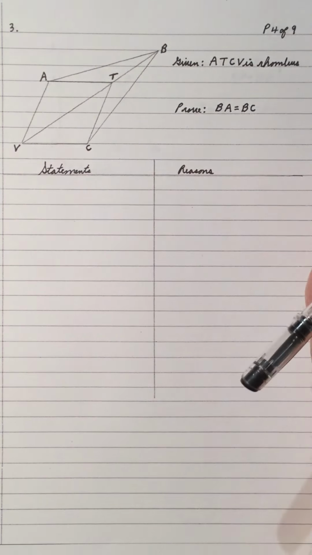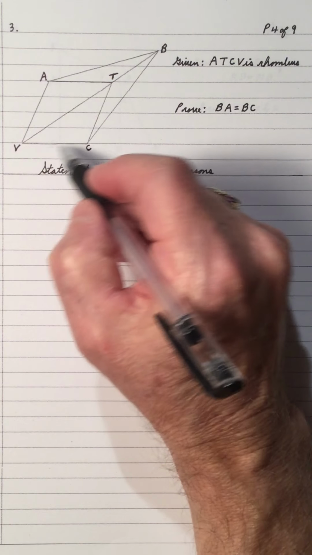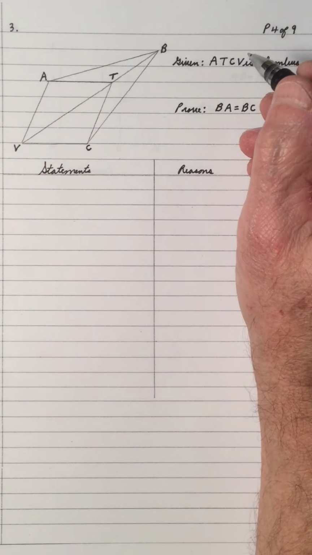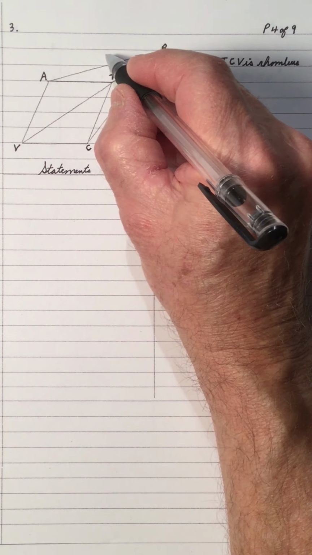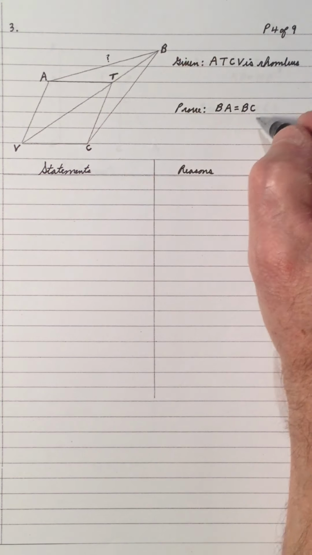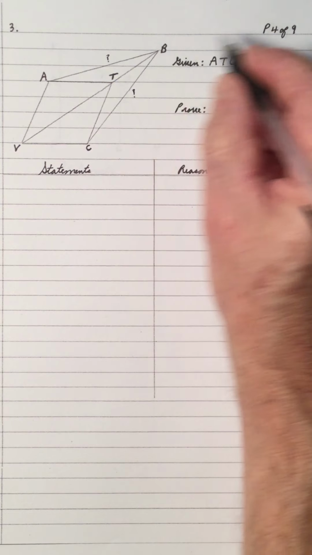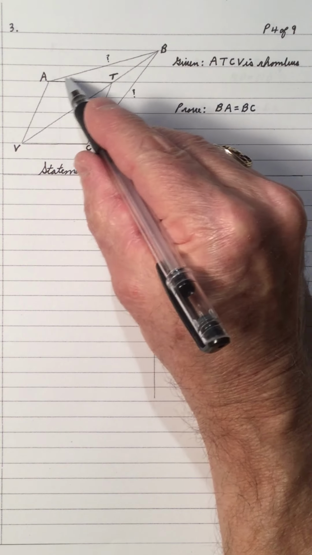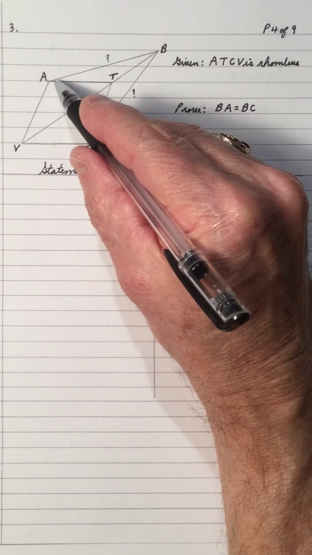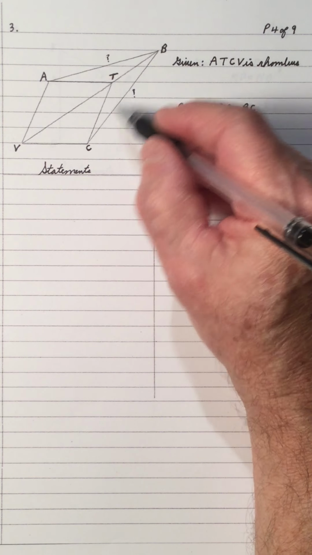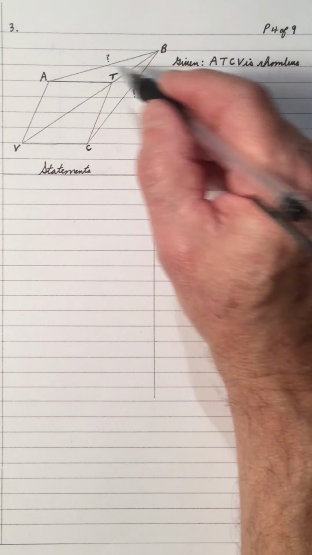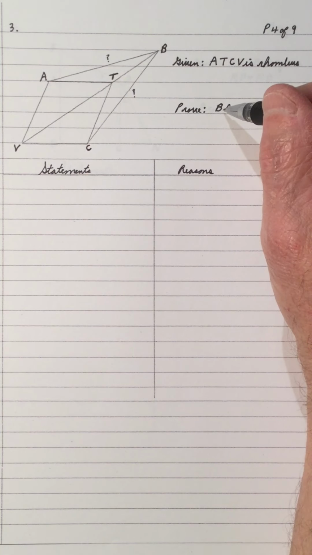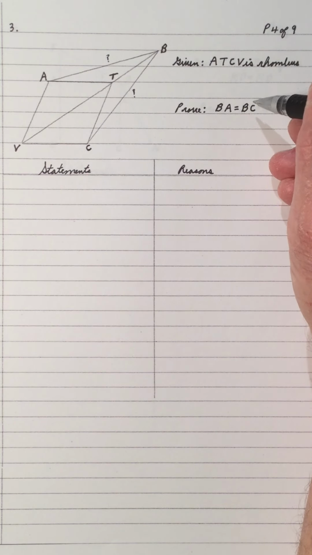ATCV is a rhombus. And we had to prove that BA, which is this one, equals BC, which is this one. So we probably have to get, as I can see, that the triangles ABT and CBT, if we can get these two triangles congruent, then we'll have BA equals BC.